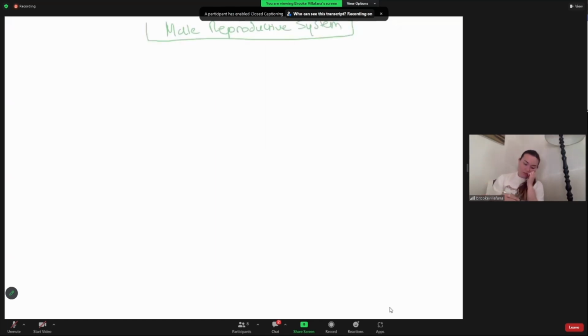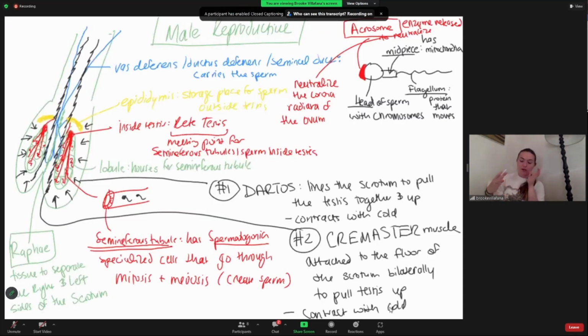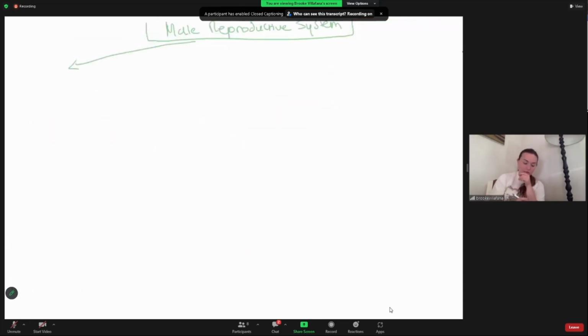So what did we do on the first page? This was kind of like the anatomy of the testis and scrotum. That was the first part. So if I was doing my notes here, you could do a little section if you wanted to make an outline. You could do a section with, what is spermatogonia?